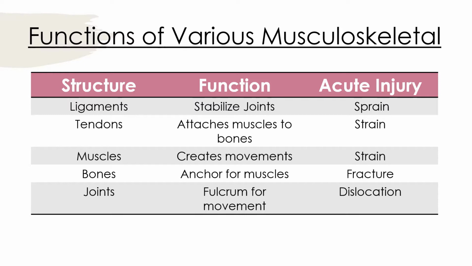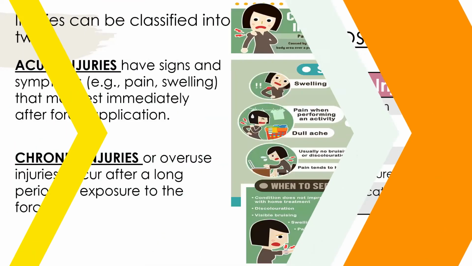Muscles. The function is to create movements. And the acute injury is strain. Bones are an anchor for muscles, and the acute injury is fracture. Joints, the function of joints is as the fulcrum for movement, and the injury is dislocation.